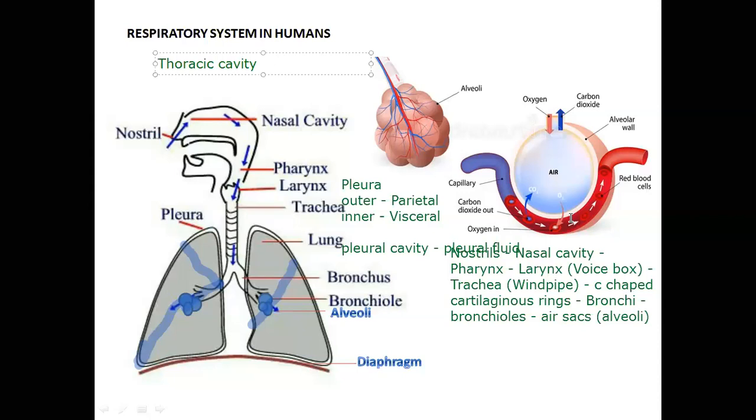Okay. Is this quite clear, everyone? The name given to the cartilage that is present in our trachea is cricoid cartilage.